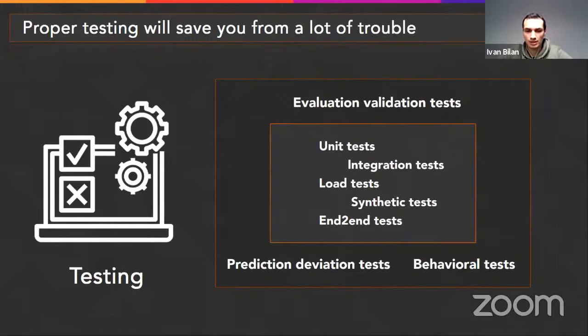Then you can also have what I call prediction deviation tests. What I mean here is that you can take a lot of raw data, run your ML model on it, get the results, and then every time you release a new model, you can just run it again on the same test set and check how many predictions have actually changed, right? So let's say you take like 100,000 raw data samples, and then you release a new model.